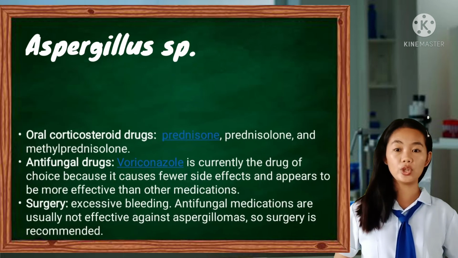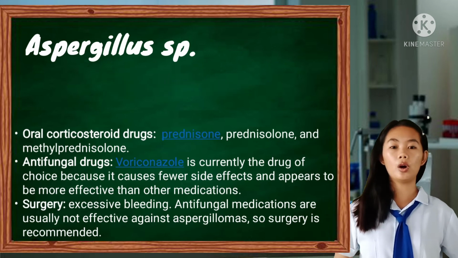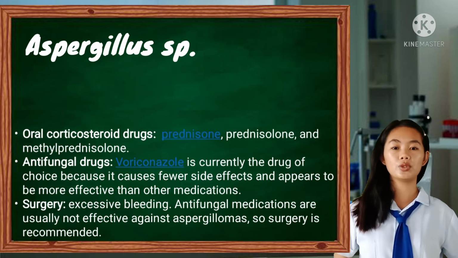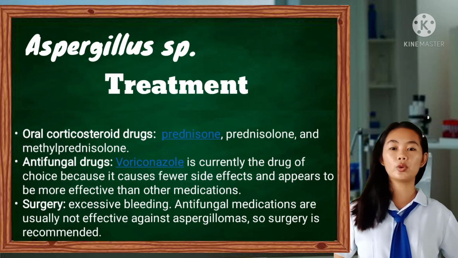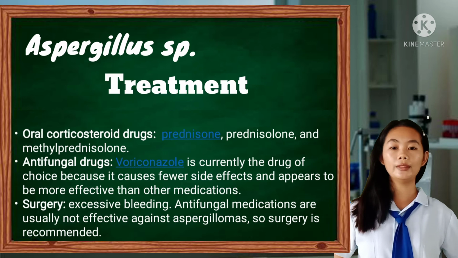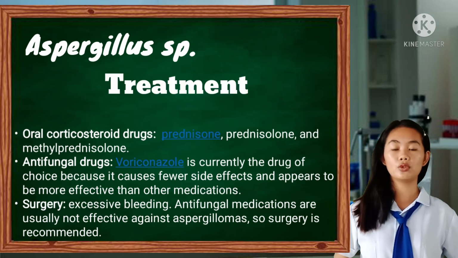Aspergillus species treatment includes oral corticosteroid drugs. Solid or liquid oral medications may be prescribed to treat allergic bronchopulmonary aspergillosis. These drugs reduce inflammation and prevent respiratory symptoms such as wheezing and coughing from getting worse. Some of the most commonly used drugs are prednisone, prednisolone, and methylprednisolone. Next is antifungal drugs.